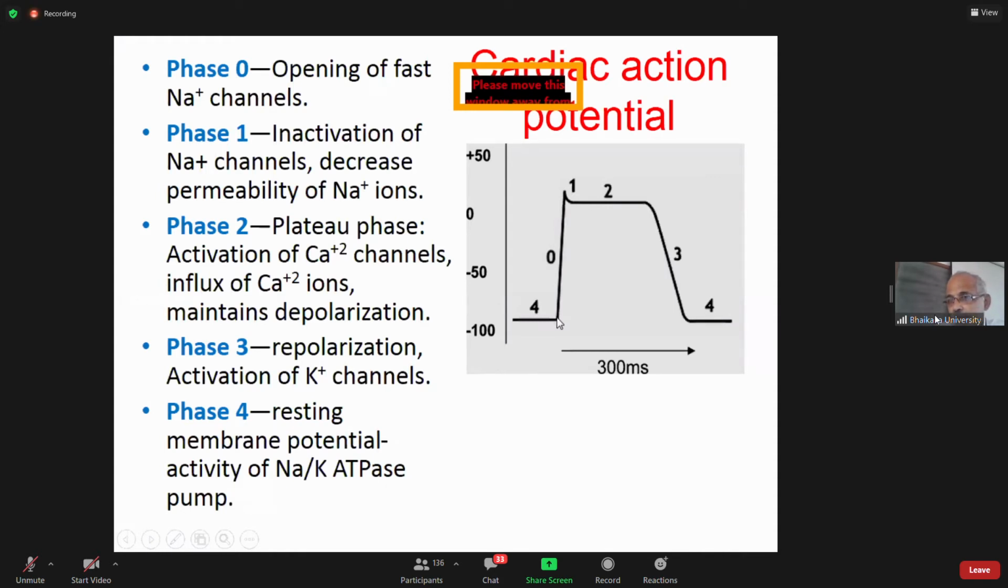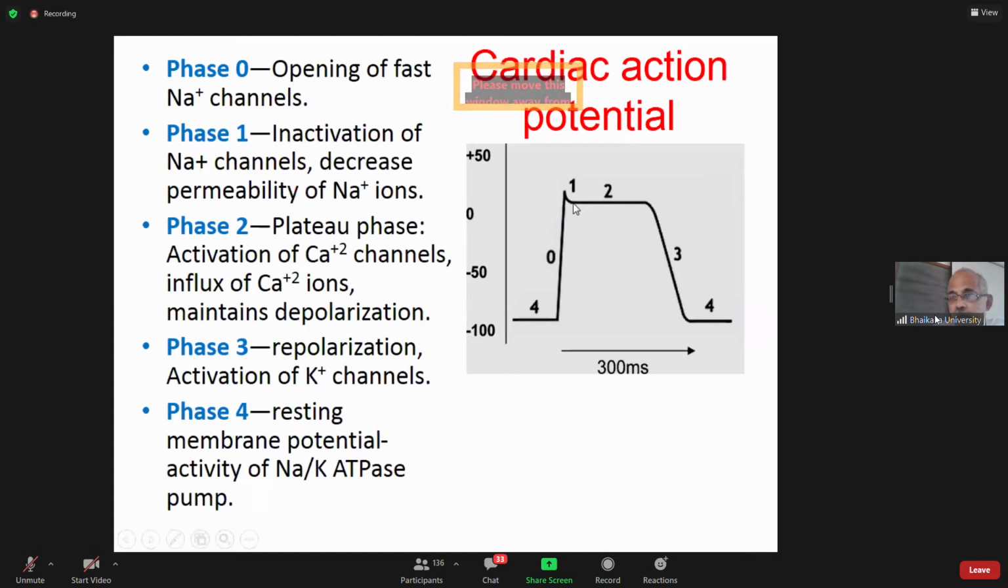So what happens in phase 0? There is activation of voltage gated sodium channels. Rapidly the potential will rise. At phase 1, the potassium channels will become inactive and it will start falling back. The falling back will not continue, because here the slow potassium channels' activation is delayed. In cardiac muscles, the potassium channels are much slower and get active much later.